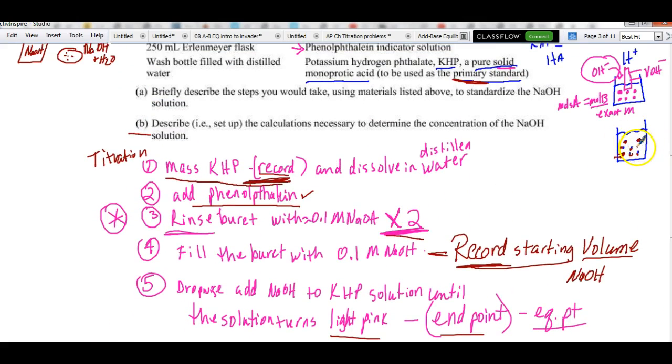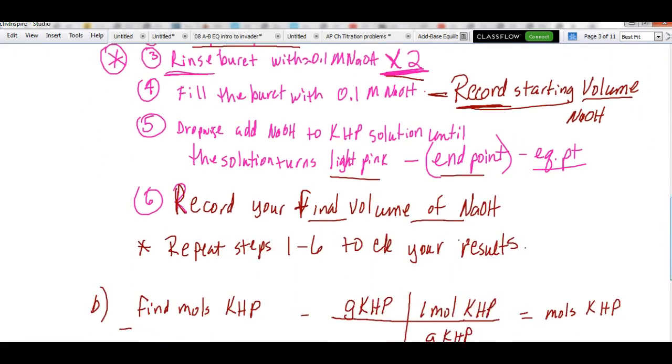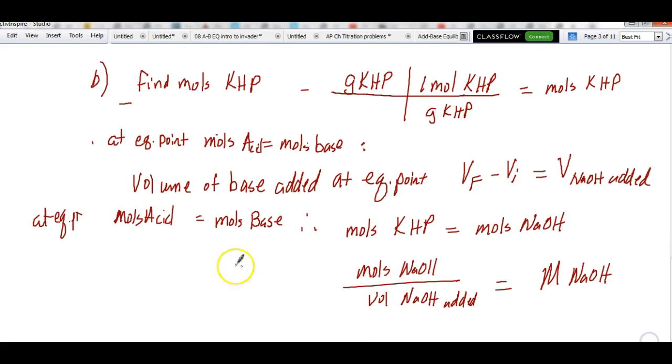If you overshot it, your volume would be measuring the extra OH minus you put past your equivalence point. I hope that makes sense. If you have a question about that, just ask me. Next part of this one.